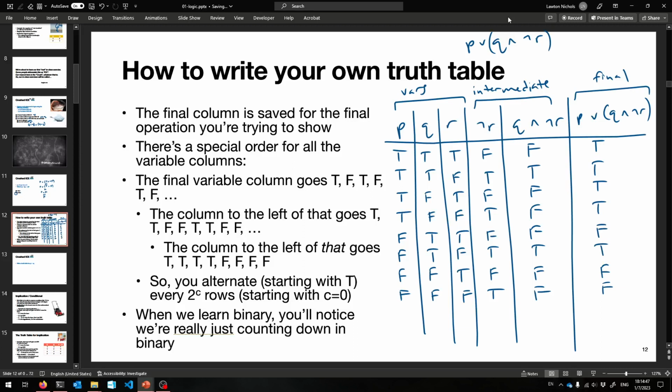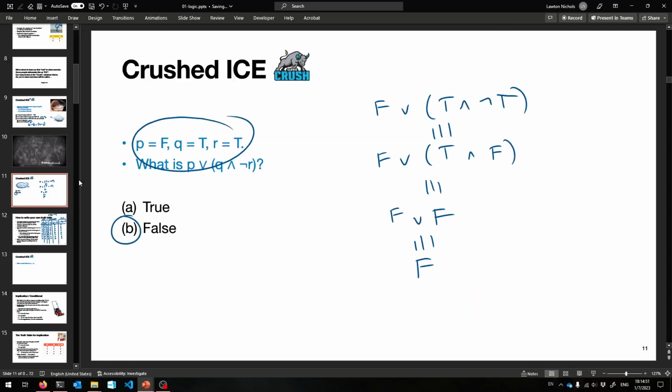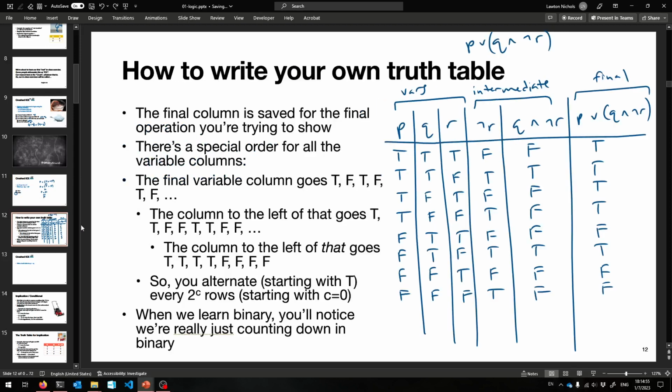Okay? So if you make the truth table, you can take any of these. False, true, true. Okay. Just read off the answer. False, true, true. Okay. The output is false.